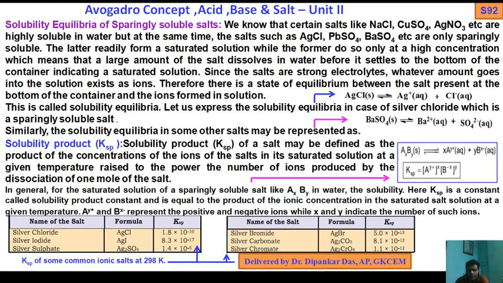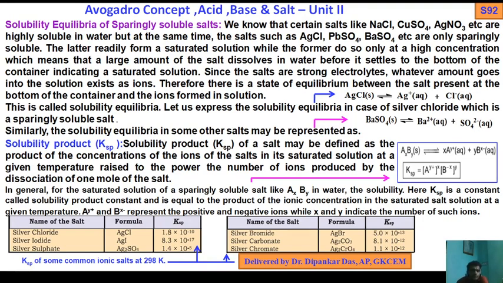So AgCl dissociates into Ag plus aqueous plus Cl minus aqueous. This is called solubility equilibrium. Let us express solubility equilibria in the case of silver chloride, a sparingly soluble salt, which dissociates into Ag plus and Cl minus aqueous. Similarly, the solubility equilibria of some other salts may be represented as barium sulfate solid dissociating into barium 2 plus aqueous plus SO4 2 minus aqueous. This is also a sparingly soluble salt.